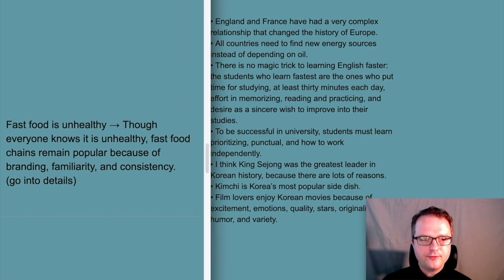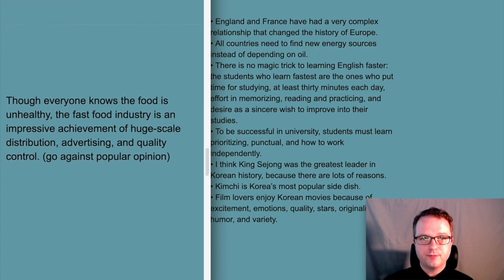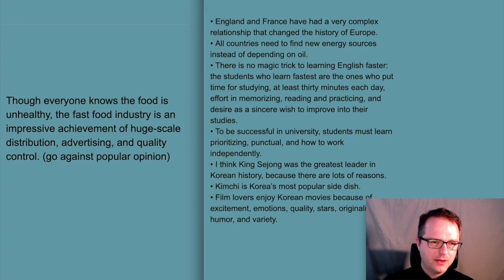Another one: "Though everyone knows fast food is unhealthy, the fast food industry is an impressive achievement in huge-scale distribution, advertising, and quality control." So now we're going against the popular opinion, the one everybody says, well, obviously it's unhealthy. And instead of attacking fast food again, just like everybody else, we are going against the popular opinion and kind of challenging it. Well, everybody criticizes fast food, but here are some impressive things about it. Here's a new way of thinking about it. And if you can give your reader a new way of thinking about something, you're doing really well. You've chosen a great topic. Here's another one.